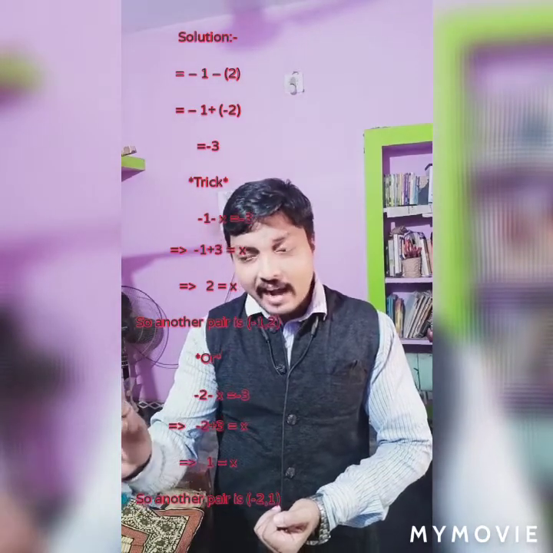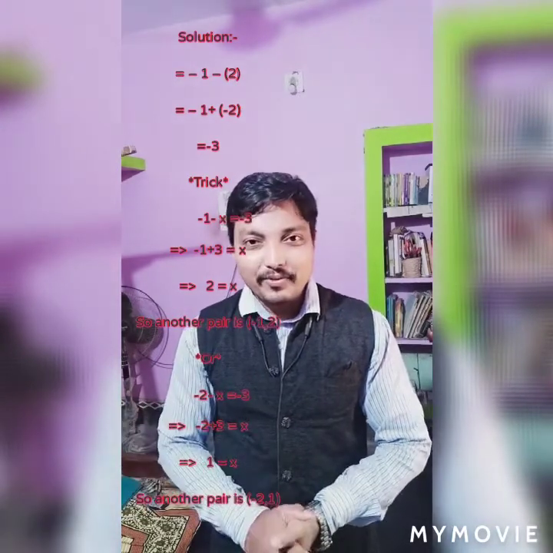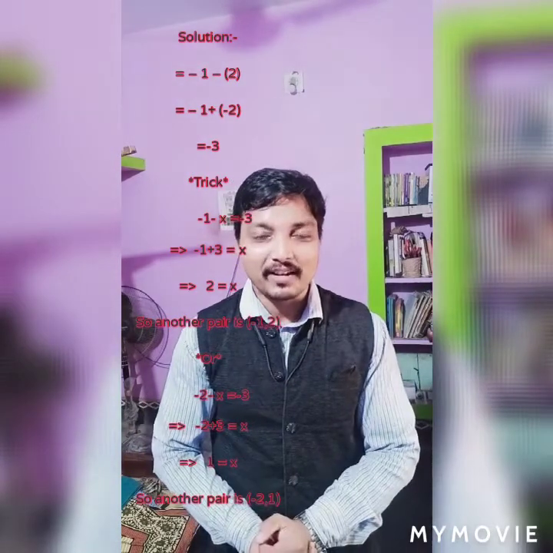So the next step is 2. On the left side, -1 and +3 have different signs, so we do the subtraction, and the greater numeral's sign is given to the 2. So 2 is positive, and 2 is our x. So for one negative integer -1, we got the positive integer 2 whose difference is equal to -3.